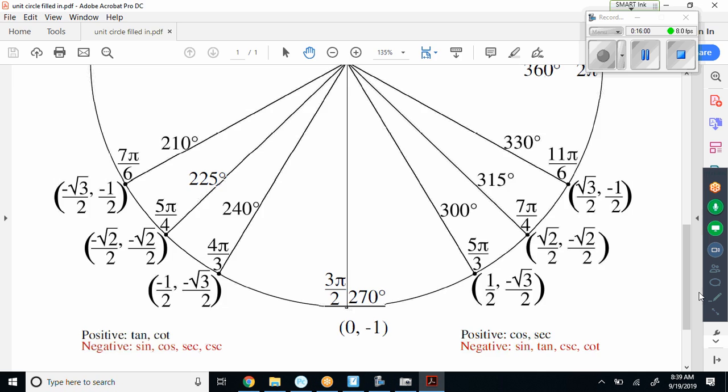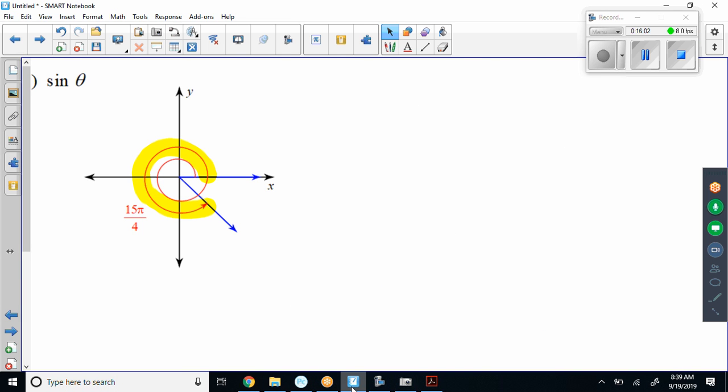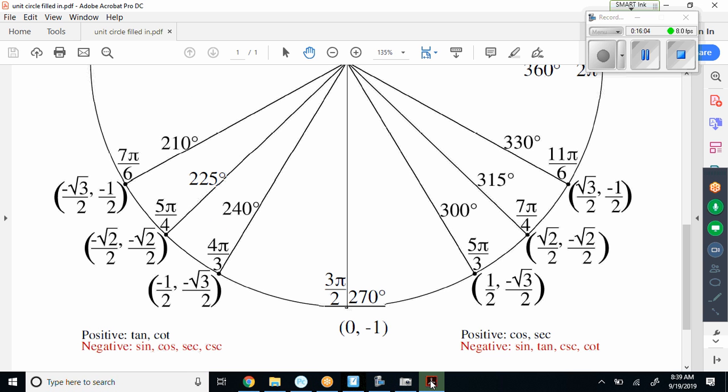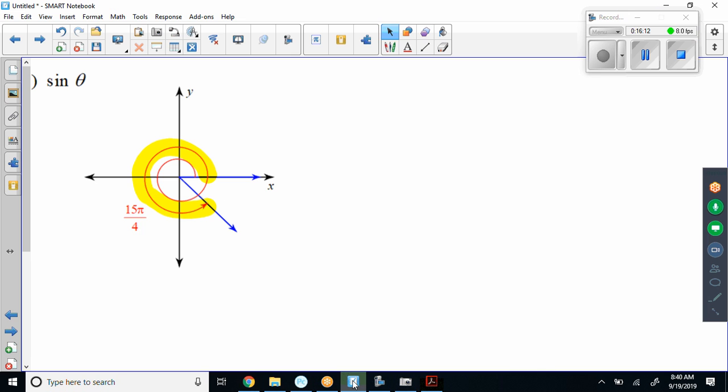So what am I needing? Sine or cosine? Sine, which is what value? The y value, which would be who? Negative square root of 2 over what? 2. Questions?